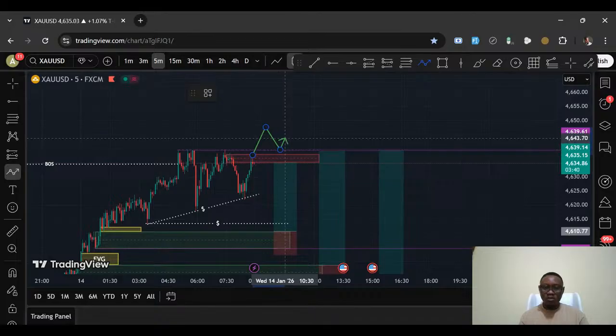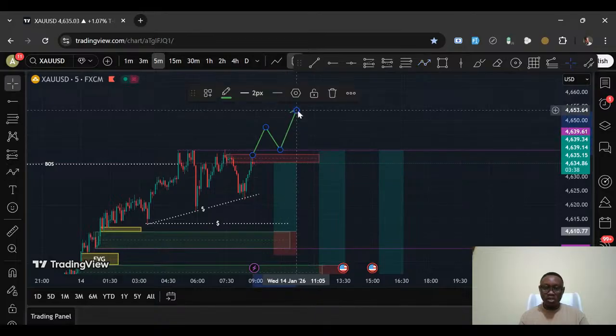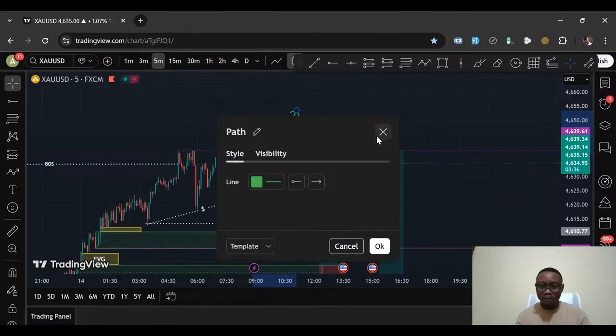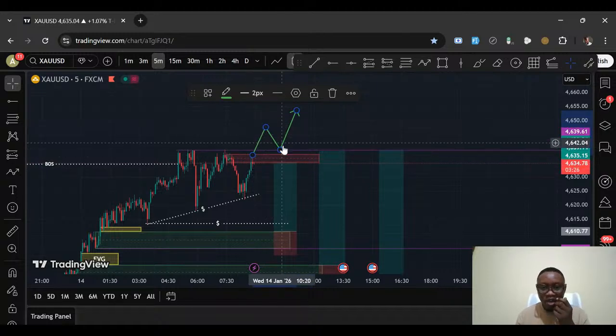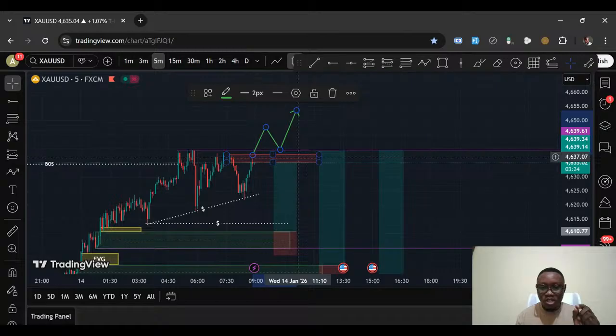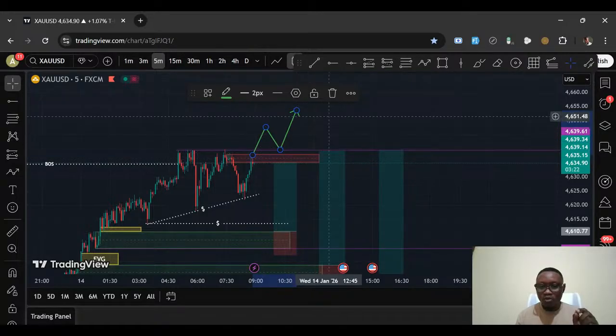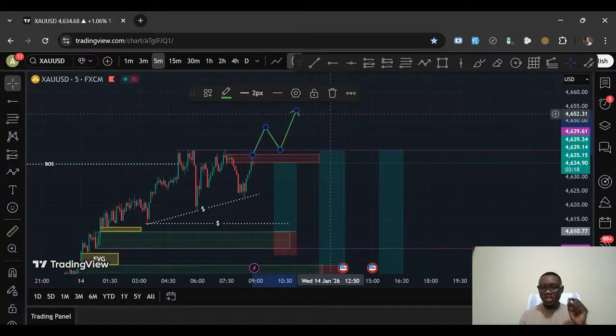Look out for available liquidity sweep around this zone. Then you can identify the order block that led to this breakout. Identify or mark out the order block that led to the breakout. Then wait patiently for price to tap into the order block. Then ride the bullish continuation move. That is what I would say.